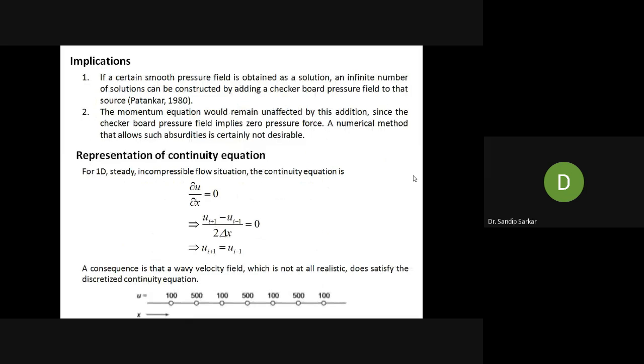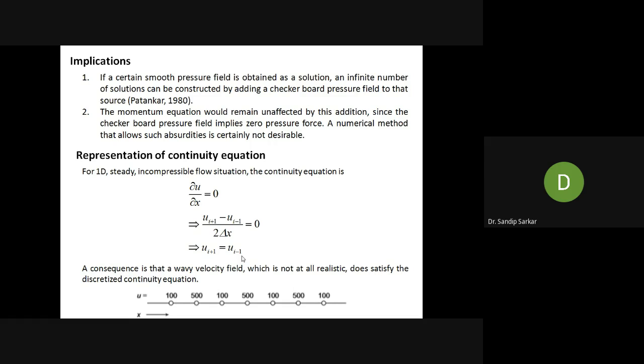Again, let us see what is happening to the continuity equation, because continuity has to be satisfied. For any numerical simulation or any flow to happen, continuity has to be satisfied, right? Now let us see what is happening to the continuity equation. This is a one-dimensional continuity equation, so we are discussing a one-dimensional flow situation: del u del x equal to 0. If we discretize this, what will happen? u(i+1) minus u(i-1) by 2 delta x equal to 0. That is, u(i+1) equal to u(i-1).